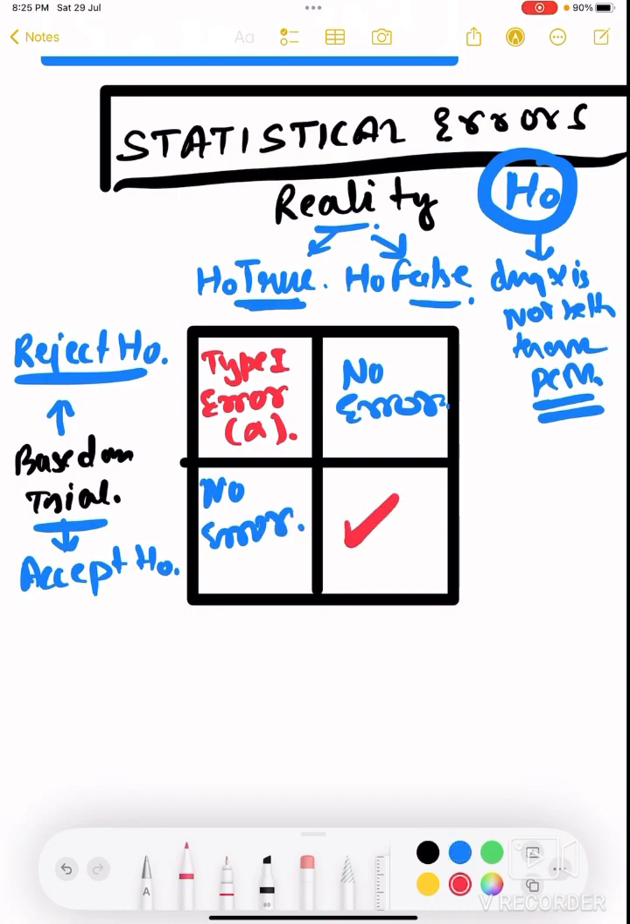Now coming to the other error, right? Here in this particular table, I am telling you that in reality H naught is false, which means drug X is actually better than paracetamol. But based on the trial, I told you that I accepted H naught, which means I am telling you drug X is actually not better than paracetamol. Then of course it is an error. Again, I have made an error. So this type of error is called type 2 error, or beta.